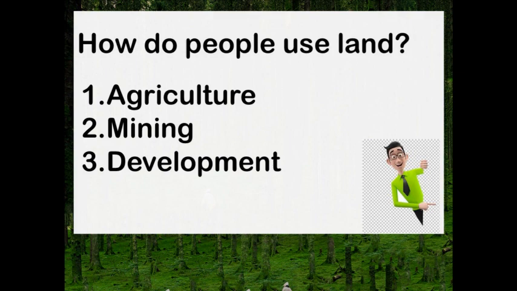And the third is development. People settled in an area that had good soil near fresh water. As population grew, the settlements became towns and cities. The people developed the land by constructing buildings, bridges, and roads.